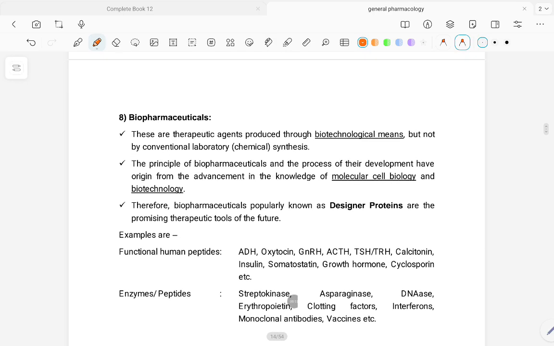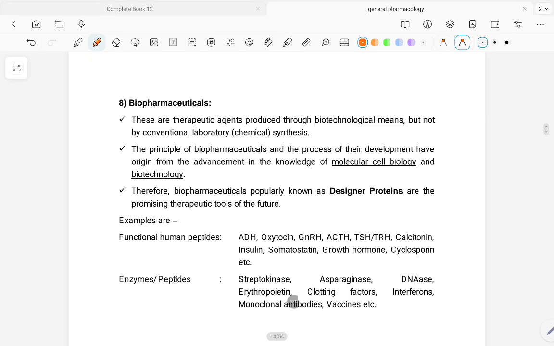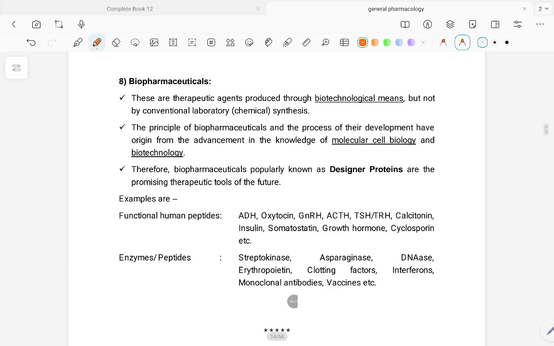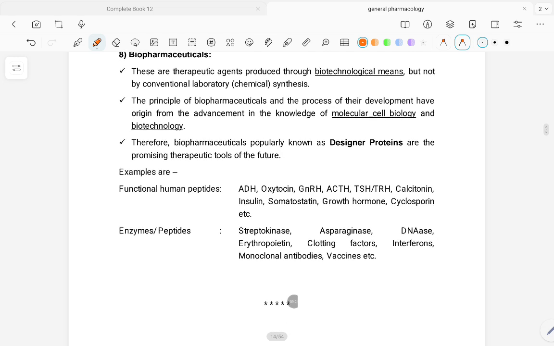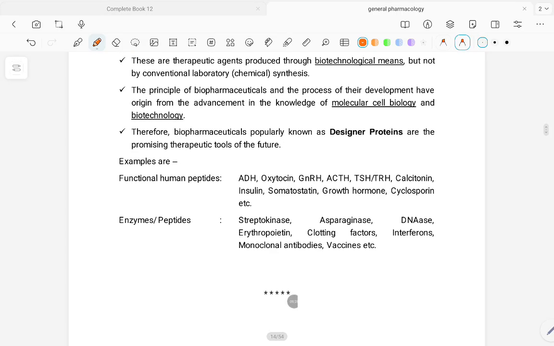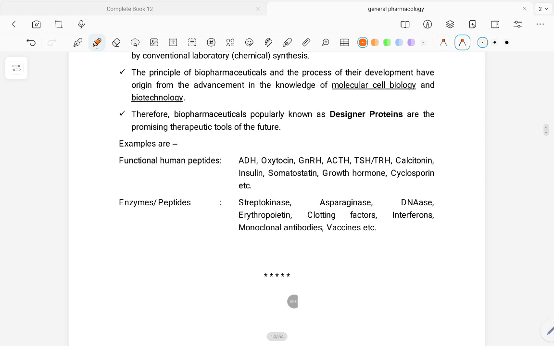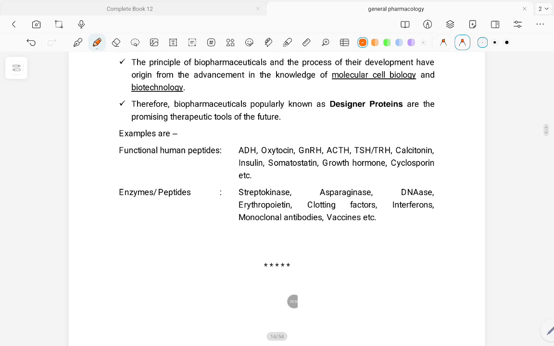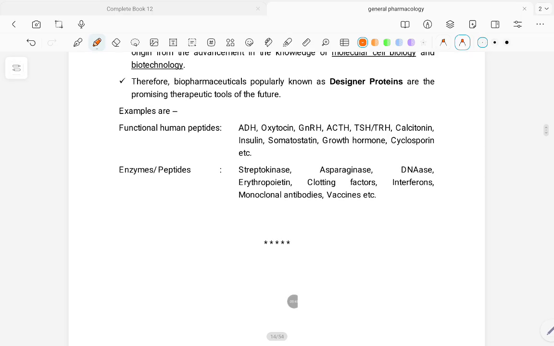Biopharmaceuticals. These are therapeutic agents produced through biotechnological means, but not by conventional laboratory chemical synthesis. The principles of biopharmaceuticals and the process of their development originate from advancements in the knowledge of molecular cell biology and biotechnology. Therefore, biopharmaceuticals, popularly known as designer proteins, are the promising therapeutic tools of the future.